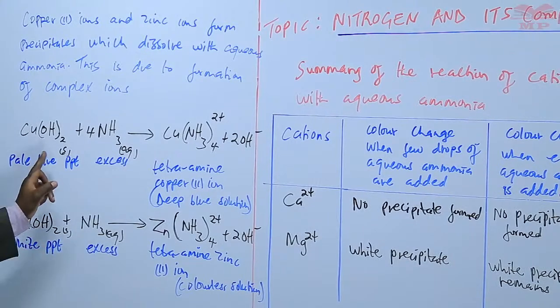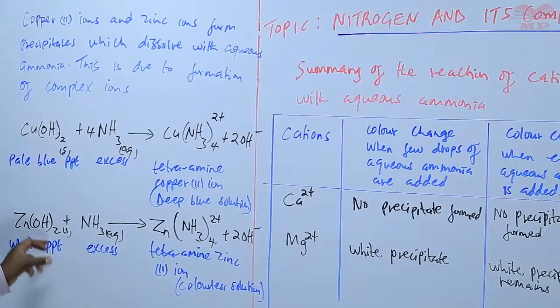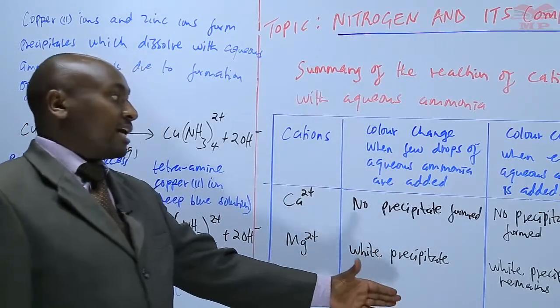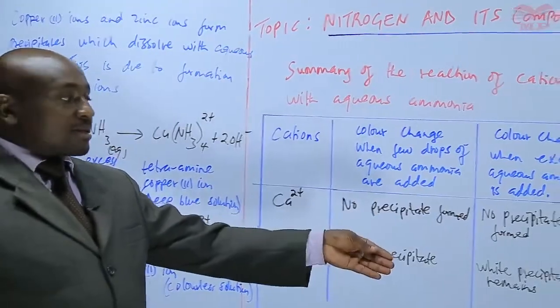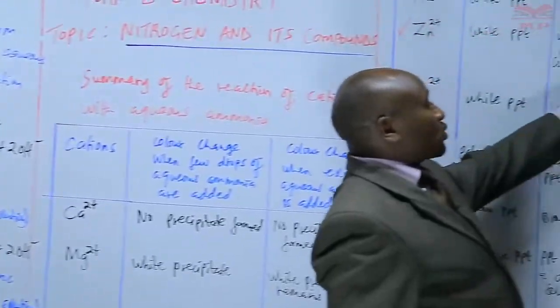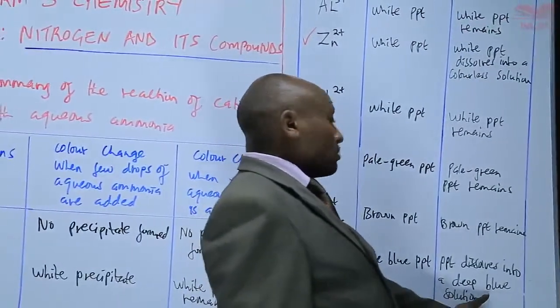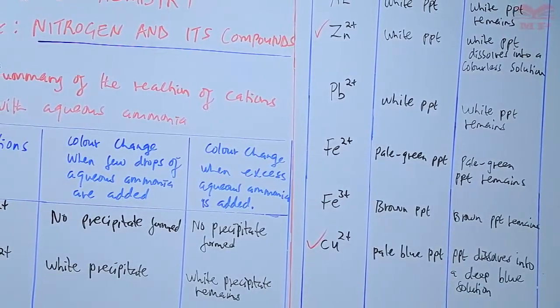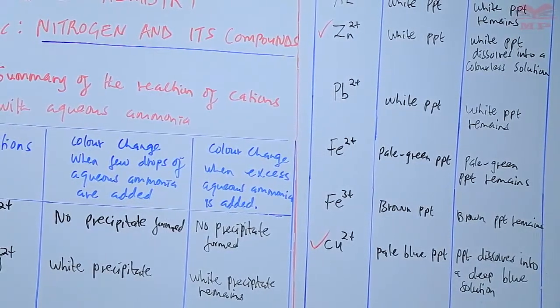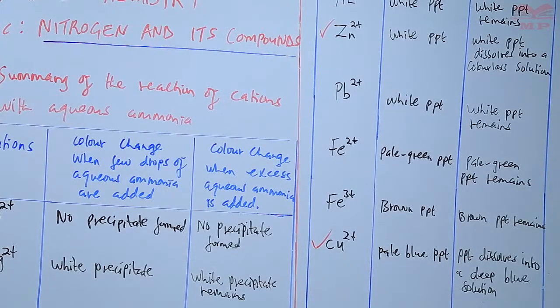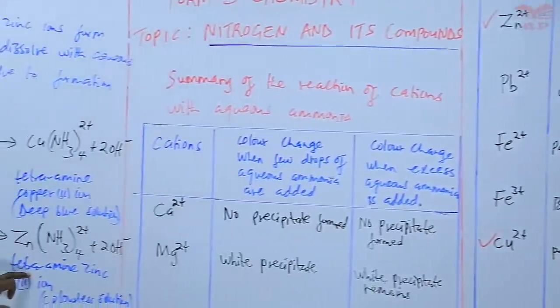So it's only copper and zinc that form precipitates when you add a few drops of aqueous ammonia, and then when you add the excess ammonia, those precipitates dissolve into a colorless solution for zinc and into deep blue solution for copper. And that is because of their ability to form complex ions. And you can see that this ion is complex. Tetraamine copper 2 ion. Tetraamine zinc 2 ion.